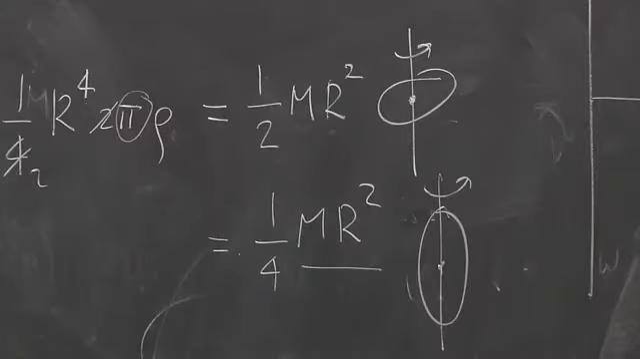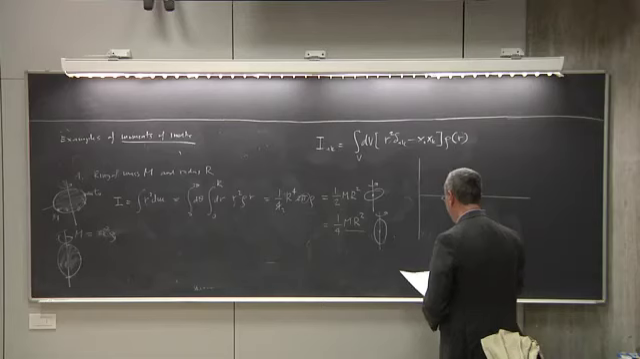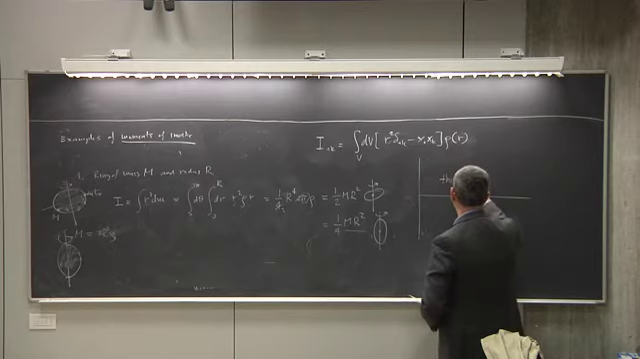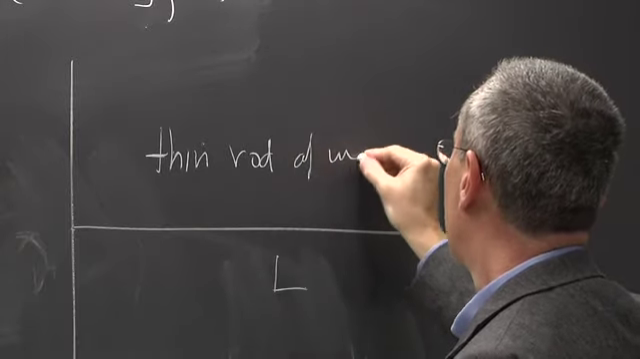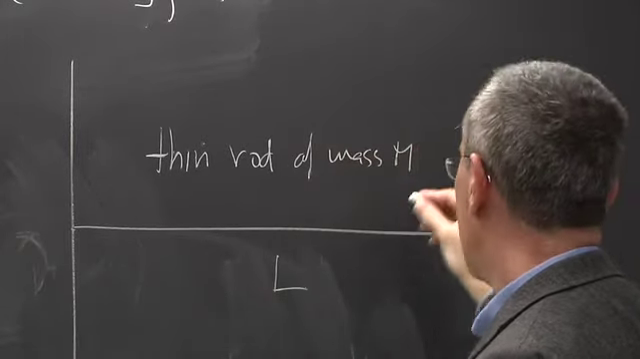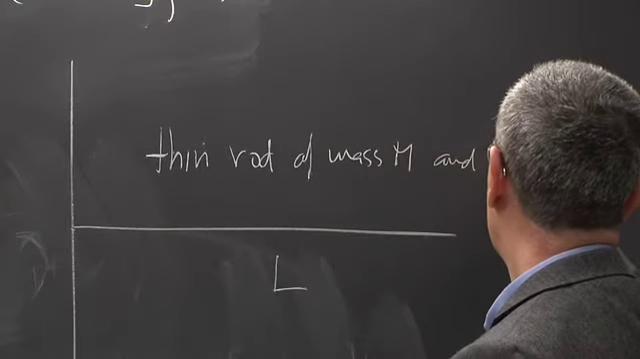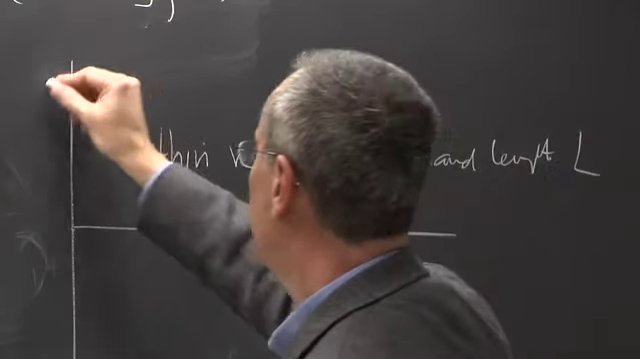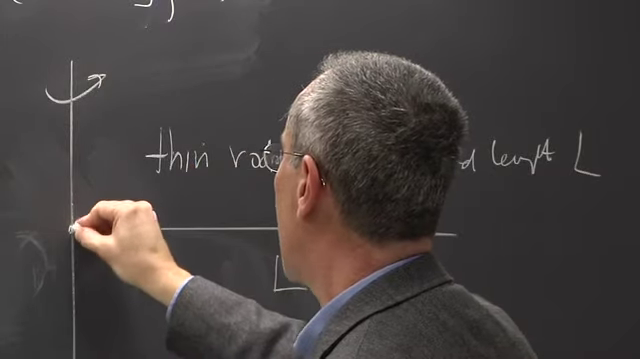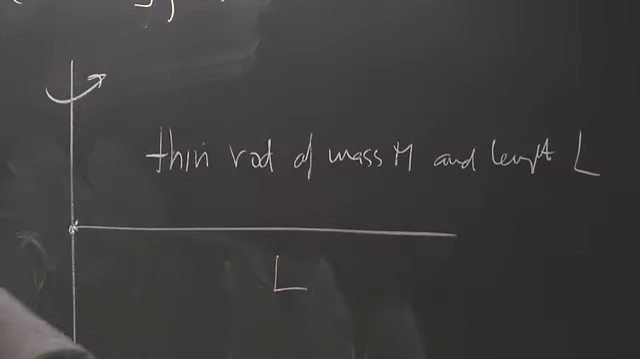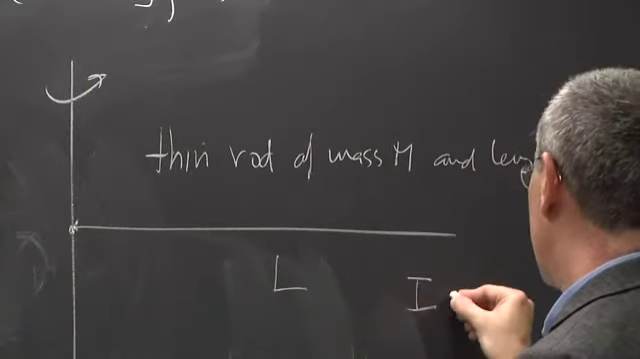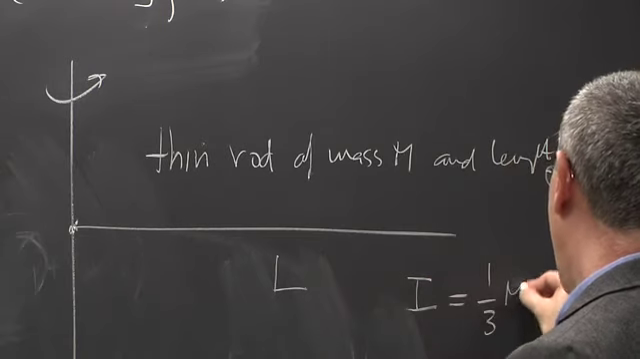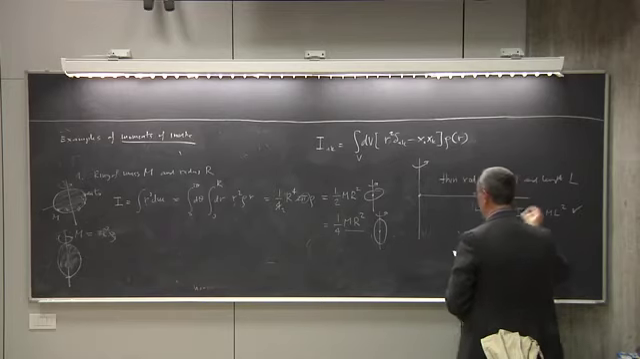And, okay, another system is this one. I said, so a thin rod of mass m, I guess, and length L. Somehow it's kept fixed here, then it rotates this way. And if you do that, this is very simple. You get the I for this is 1/3 mL squared. So check this, check this.